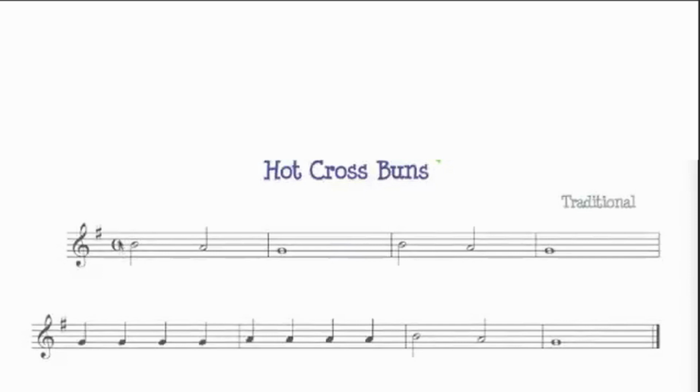1, 2, ready, and ta, ta, ta, ta, ta, ta, ta, ta, ta, ta, ta, ta, ta, ta, ta, ta.